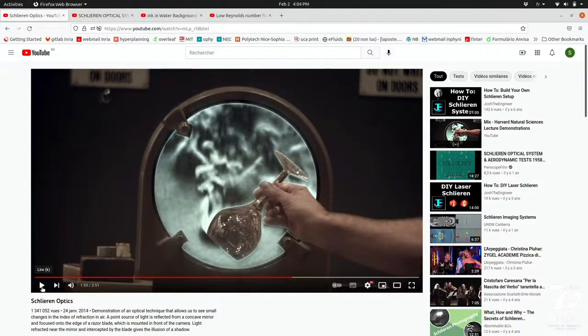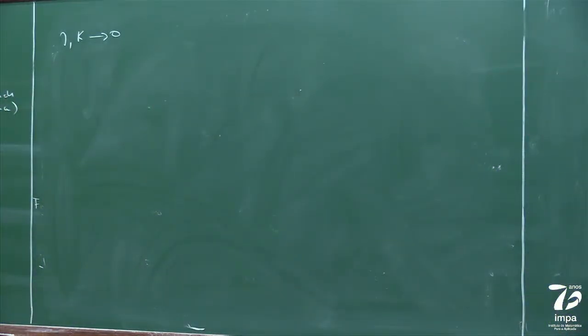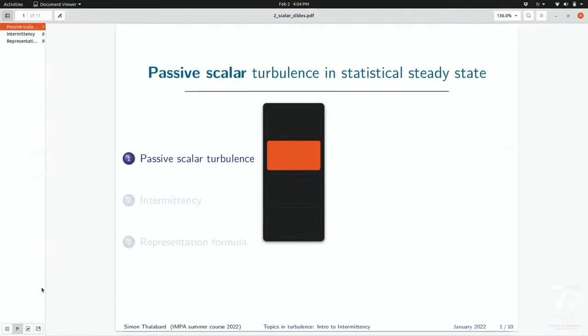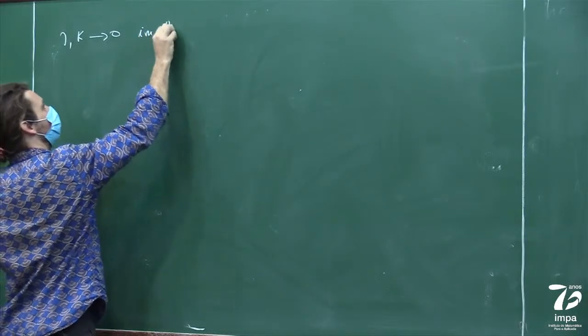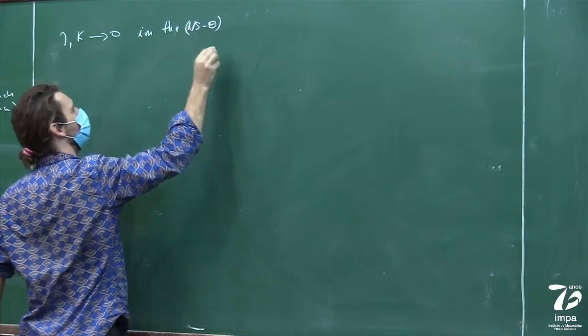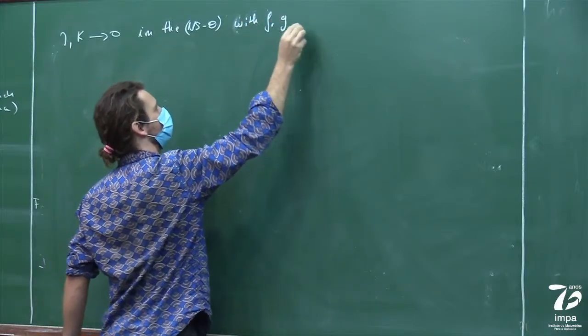The subject of scalar turbulence is basically the subject of understanding what's happening when nu and kappa go to 0. Okay, and basically we can make exactly the same remarks that we did for the Navier-Stokes. So if we take a look at passive scalar turbulence, that consists in solving the NS theta equation with f, g non-zero.